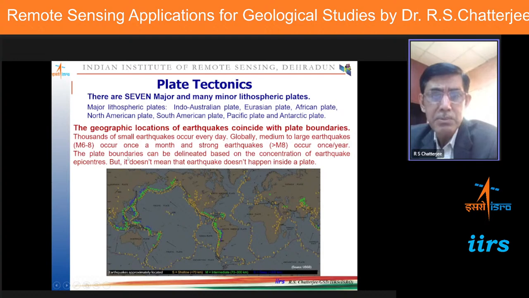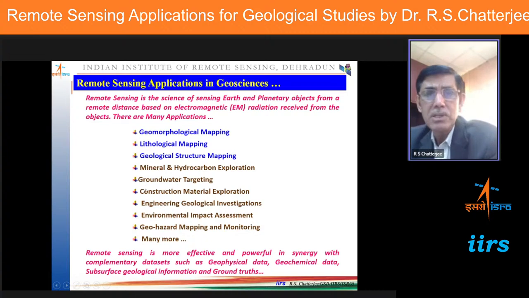Now you see here the plate boundaries can be easily delineated based on these earthquake epicenters. But does that mean that earthquakes occur only at the plate boundary? No. It occurs mostly in the plate boundary, but it is not that earthquakes do not occur inside the plates. It occurs. Now coming to the basic remote sensing applications in geosciences, let us first define remote sensing.